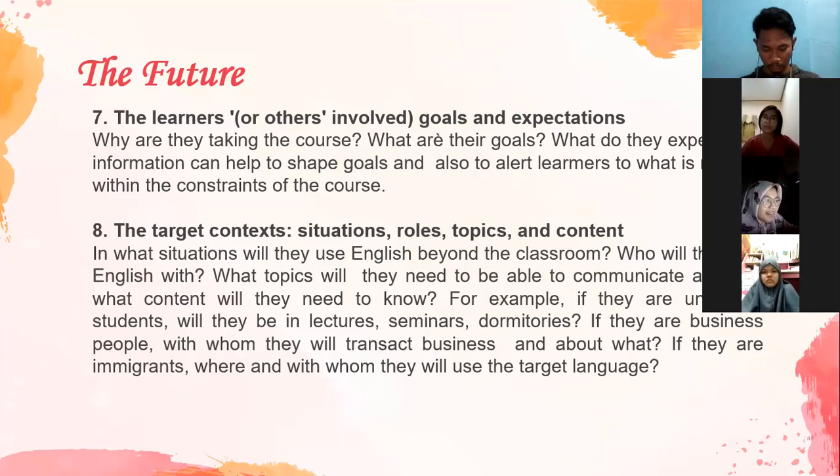The age is the target constraint, situation, roles, topic, and content. In what situation will they use English beyond the classroom? Who will they use English with? What topics will they need to be able to communicate about, or what content will they need to know?